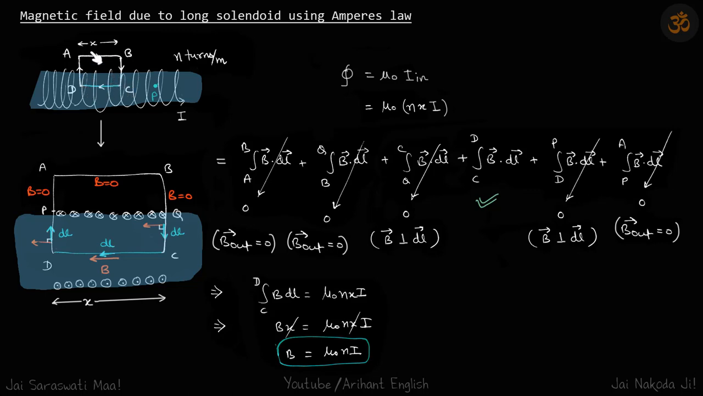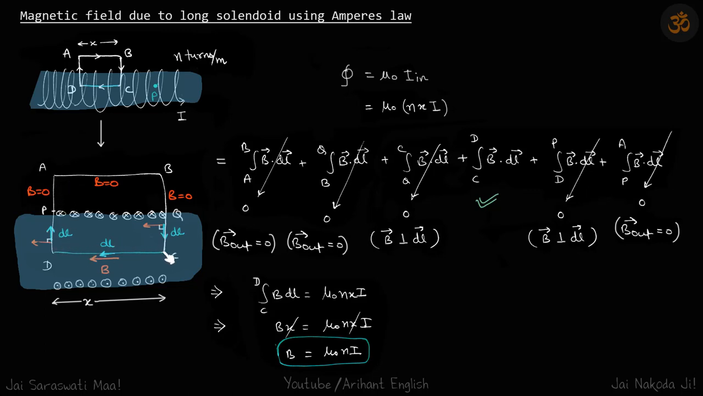So for this path, let's say the length is x. Width doesn't matter, so we are not writing it. The current is I. So let me redraw this. Here on the top part of this solenoid, the current is going into the plane. That's what these crosses mean. And at the bottom of the solenoid, the current is coming out of the plane. That's what these dots represent.